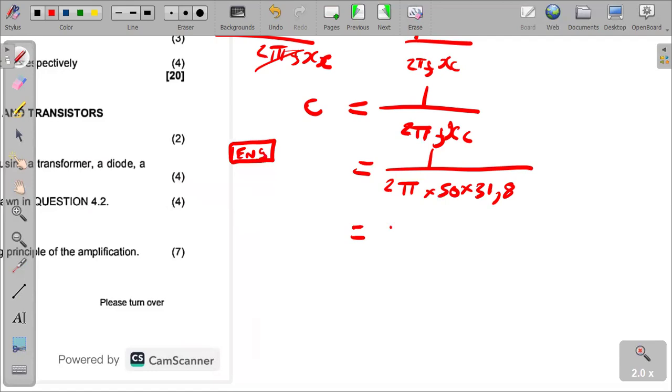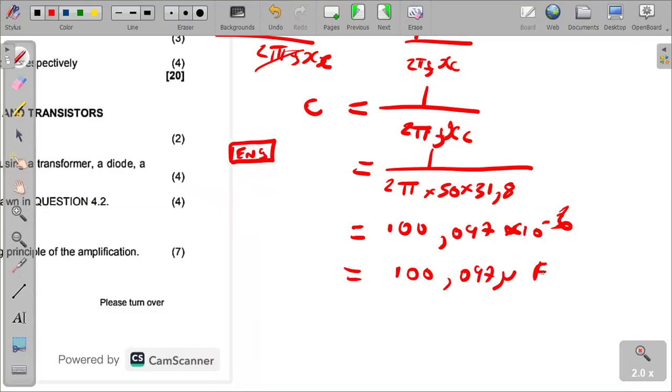So you will get 100.097 times 10 to the power of -6. That's what we are seeing. Apparently, that's microfarad, so times 10 to the power of -6. Micro is 10 to the power of -6. So 100.097 microfarads. There we go. That marks our capacitance there.